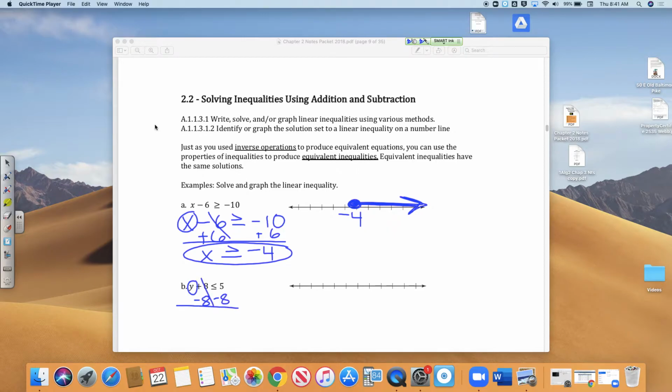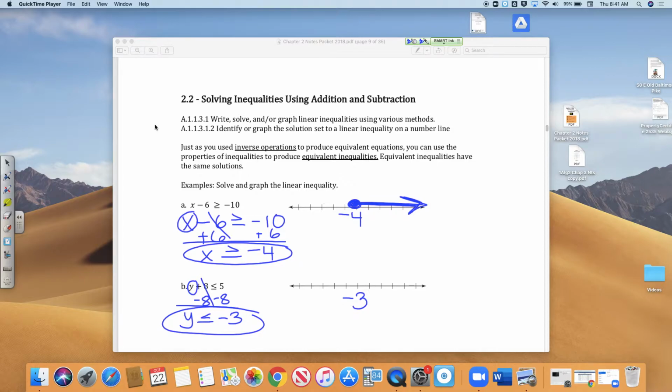When I do that, those 8s cancel out. And I'm left with y is less than or equal to, the sign stays the same, 5 minus 8 is negative 3. So that's your answer in inequality form. Now it's time to graph. The only number I'm requiring you to put in the graph is the endpoint. If you want to put more than one number, that's fine. If you want to put negative 2 here and negative 4 here, that's fine. You don't need to. You only need this number.